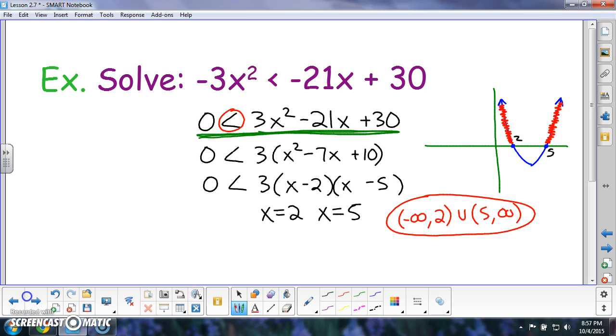Now if you're ever not sure about your answer, just take a value in one of these intervals, like find a number between -infinity and 2. Like an easy one is 0, right? Put 0 in for all the x's and see if it's a true inequality. You could also test a point between 5 and infinity, like pick the value of 10. Put 10 in for x and see if the inequality is true. If it is, then you have the correct solution. If it isn't, then go back and look for your mistake.